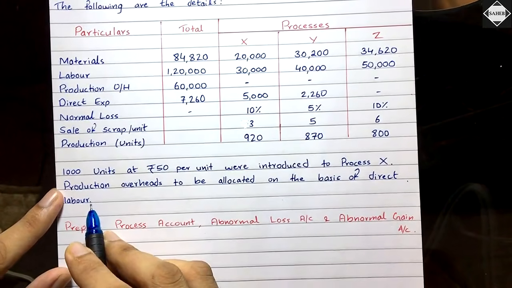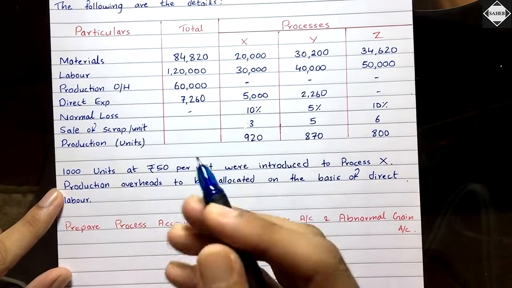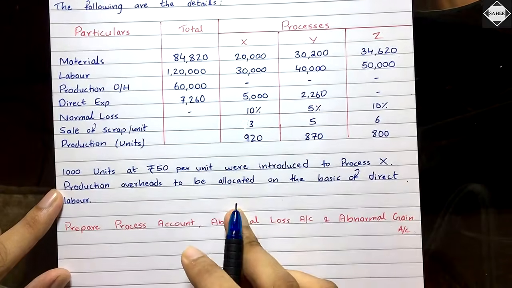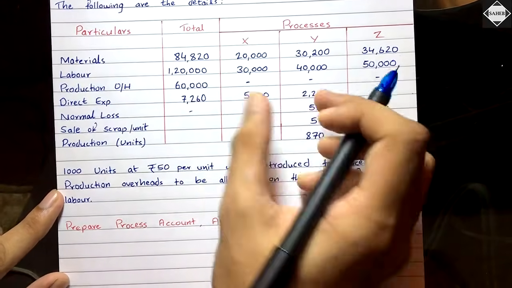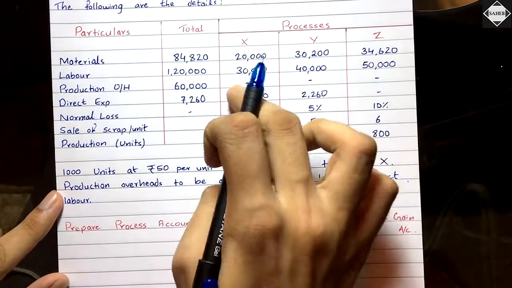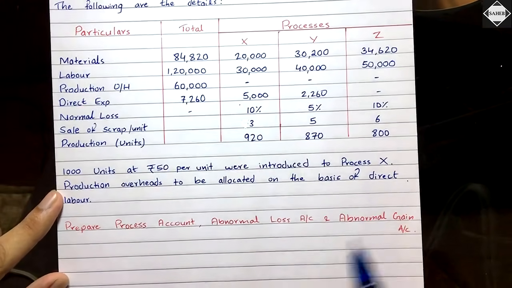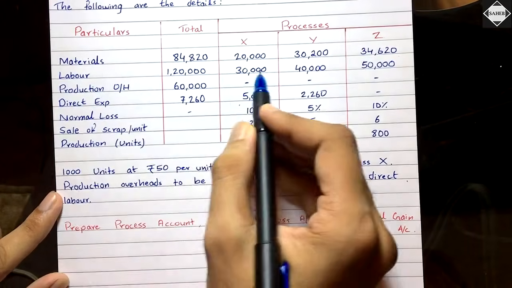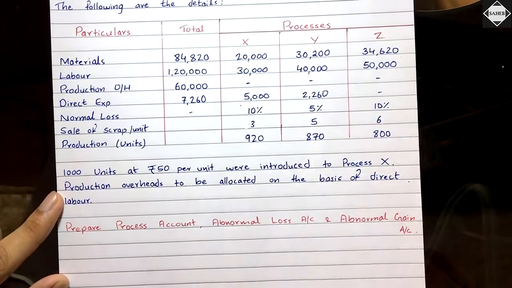So what we have to do, we have to take the production overheads as the percentage of direct labor. We'll see how to do that calculation, how to allocate the production overhead to all these processes. This 60,000 we have to allocate to X, Y, Z on the basis of what? On the basis of direct labor, this 30,000, 40,000, 50,000. It's simple, we'll see that, don't worry.